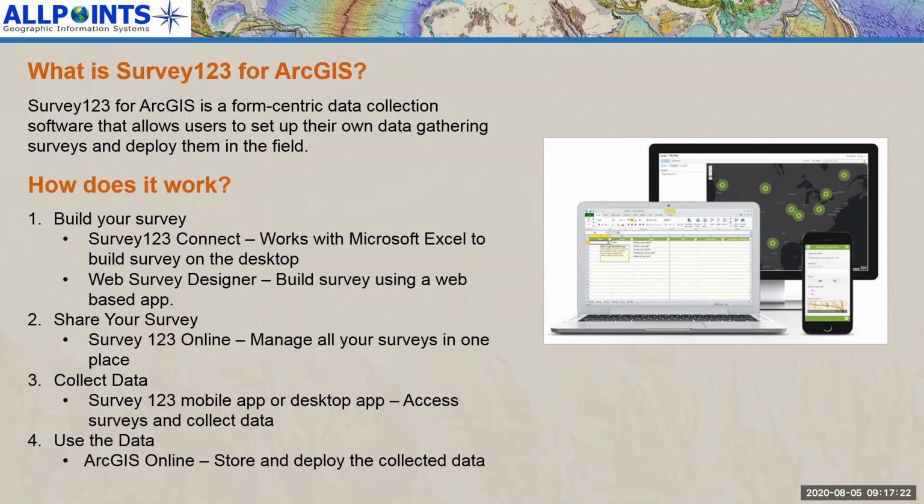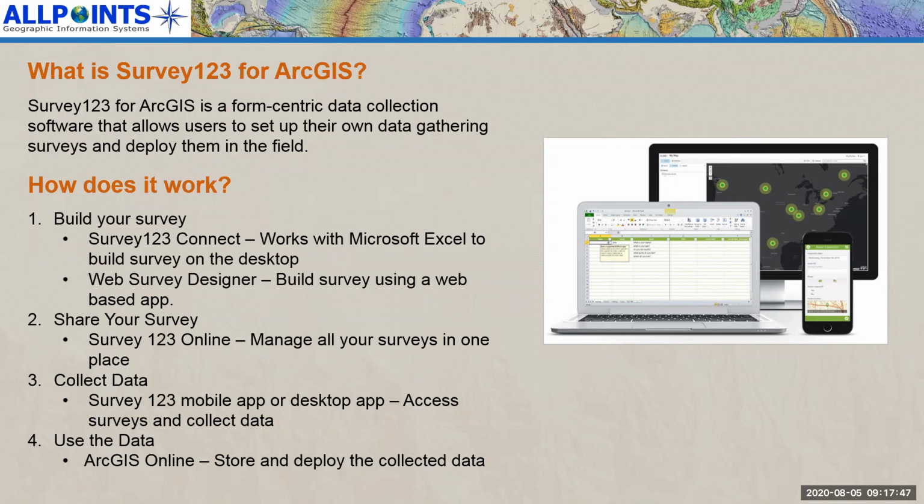So there's a four-step process. The first thing you have to do is build your survey, right? Whatever that data set or form is that you need collected, you have to build that. And there's two ways to do that. We'll see them both today. The first one is the desktop app called Survey123 Connect.